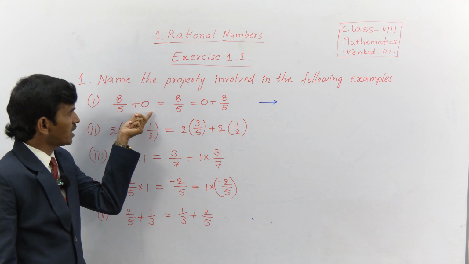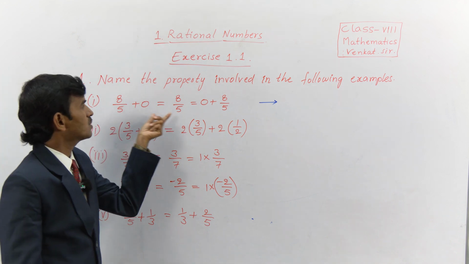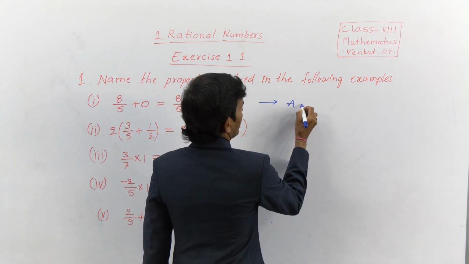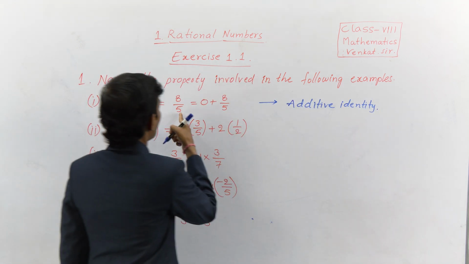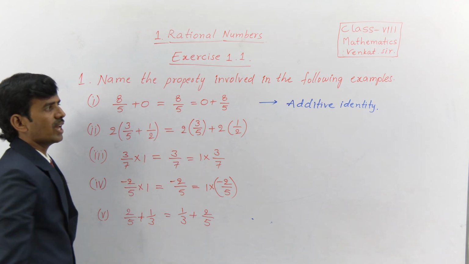When you add 0 to a certain number, we are getting the same quantity. Then this property is called what? Additive identity. We are getting an identical value as 8 by 5 after adding 0. Therefore, this property is known as additive identity.